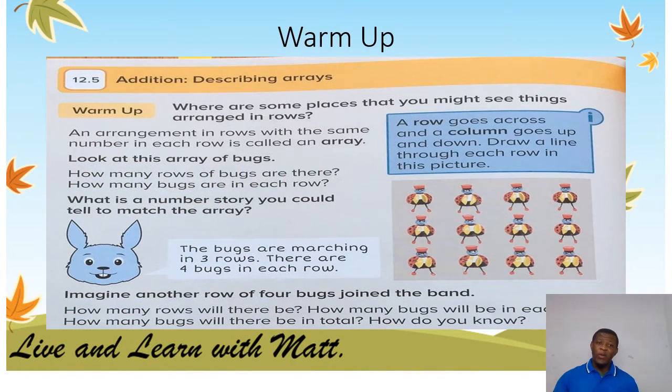Now, let's take a look at the warm-up. Where are some places that you might see things arranged in rows? A row goes across and a column goes up and down. Draw a line through each row in this picture.